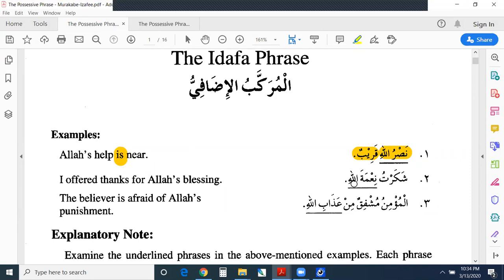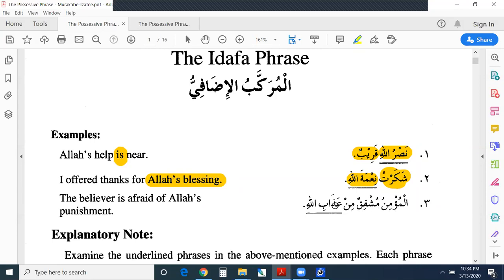Shakartu ni'matallahi. What is ni'matallahi? Nima is mudaf, Allahi is mudaf ilay. Ni'matallahi, Allah's blessings. In the English you see the apostrophe, which tells you we are showing possessiveness or relating one noun to the other, and that is the quality of Murakkab-e-Izafi. So, I offered thanks for Allah's blessing. Shakartu is a verb and there is a zamir in it which we haven't covered, but this word means I offered thanks for Allah's blessing.